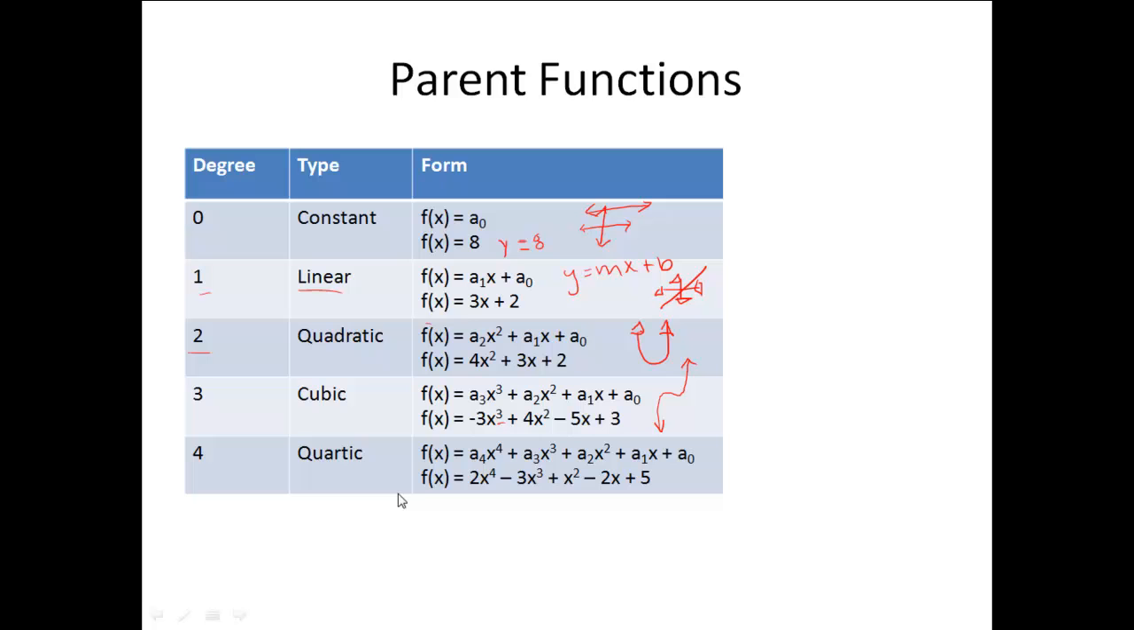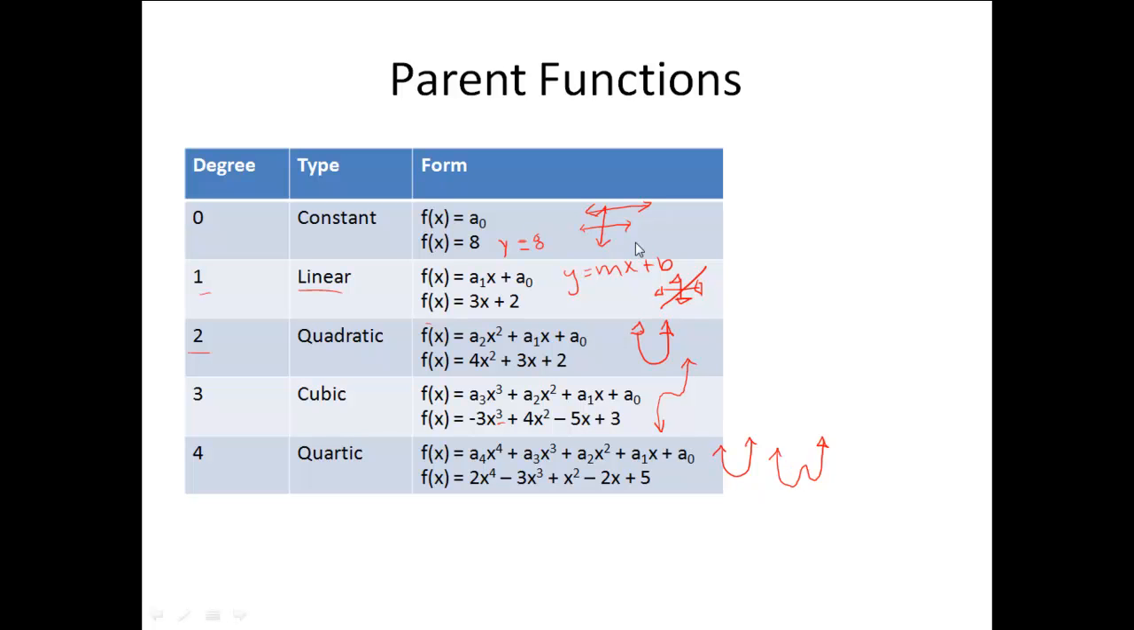And then 4 is quartic. That means our highest exponent is a 4. So I've put this example here in standard form. And when you have quartic, it can look like two different types of graphs. The first one is it can actually look just like a parabola. And the second one is it'll have a little bit of a bump in the middle of it. So it won't just be a smooth parabola, there would be a bump. So those are what our parent functions are going to look like.